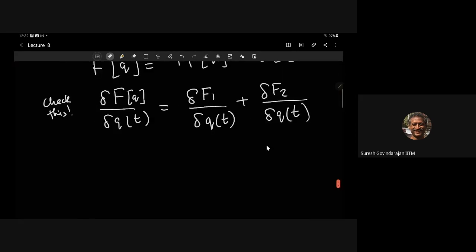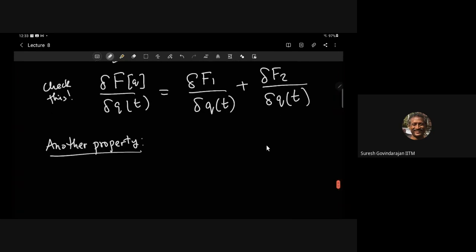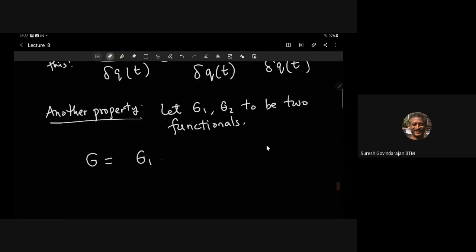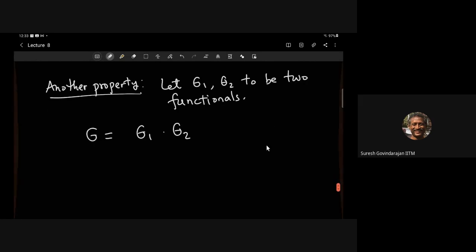Okay, there's another thing which you can also check, another property, which is the important property, which says that let G1 and G2 be two functionals, then you consider G to be the functional which is G1 times G2. It's not hard to see that G is also a functional if G1 and G2 are.